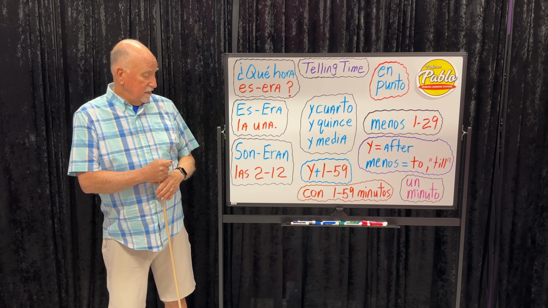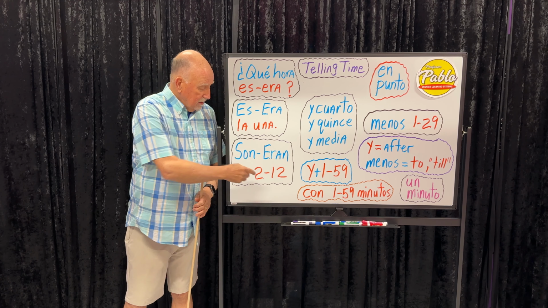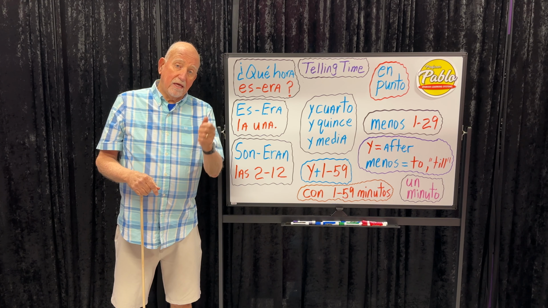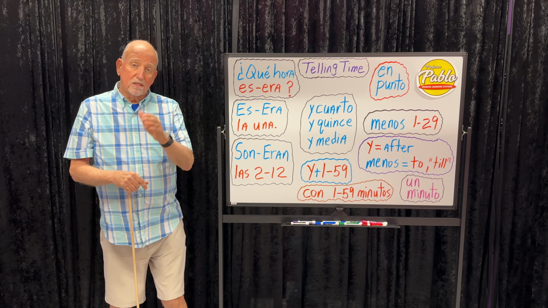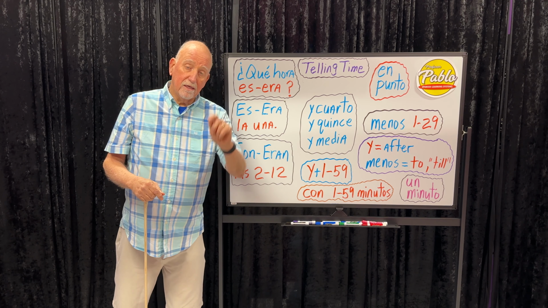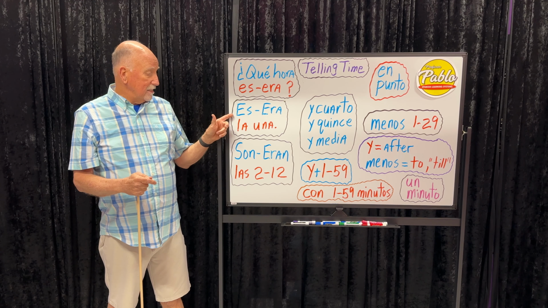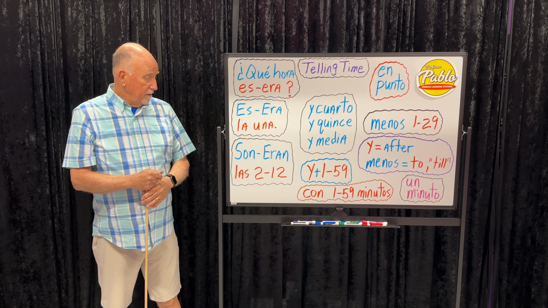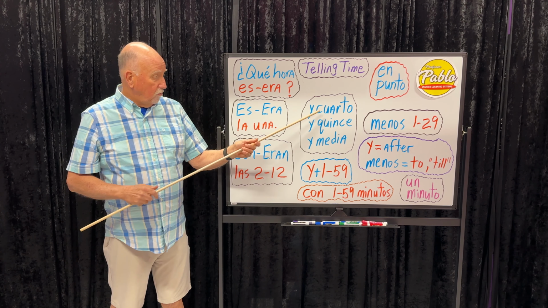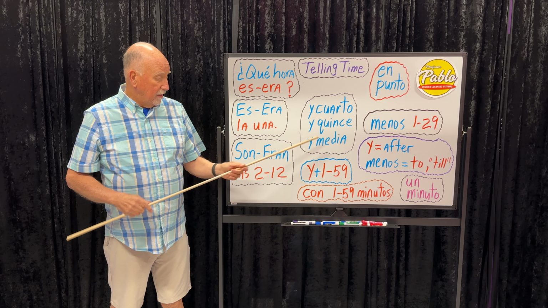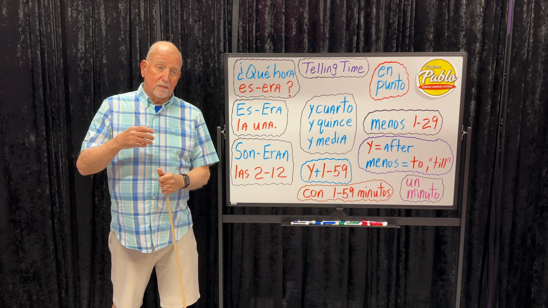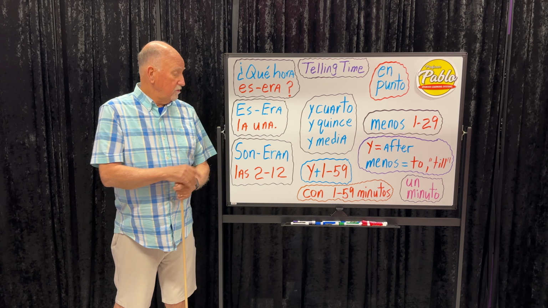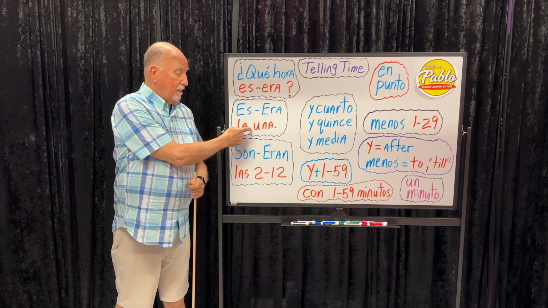If you want to say it's 5:30, son las 5 y media. It's 9:30, son las 9 y media. It's 2:30, son las 2 y media. But if it's 1:30, you're back up here, es la una y media. So that takes care of a quarter after, 15 after, or the 30. So it was 8:30, eran las 8 y media. It was 1:30, era la una y media.